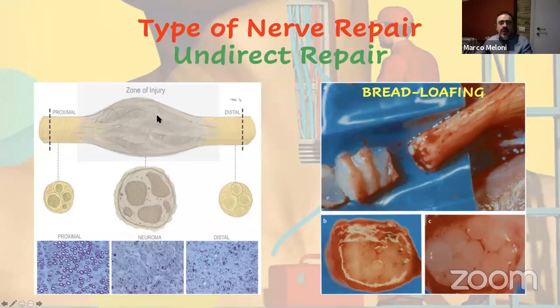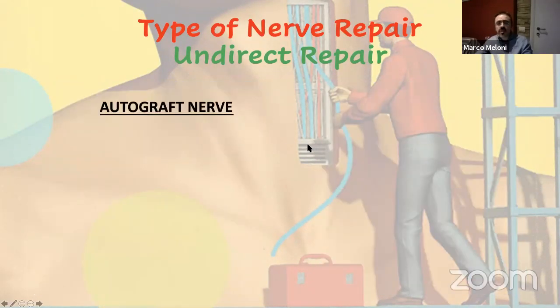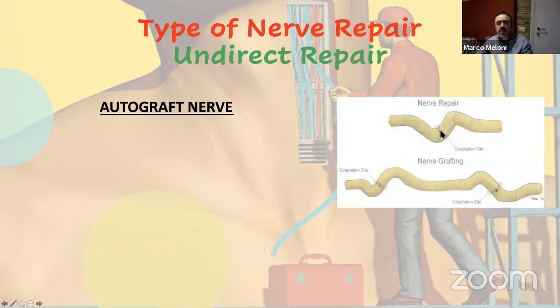Now, if we go over and apply traction to the stumps, the recovery won't happen, because traction means ischemia for the proximal and distal stumps, and so no reinnervation. In this case, we need an autograft. This is a direct nerve repair. This is the indirect repair, and this is the graft. So it's an interposition of nerve.